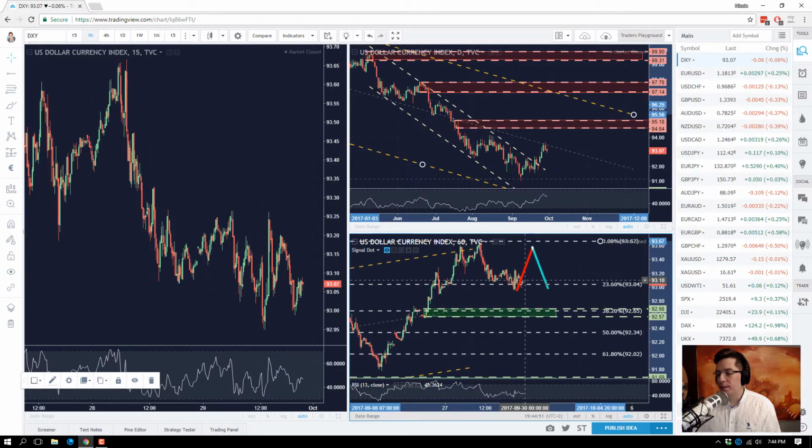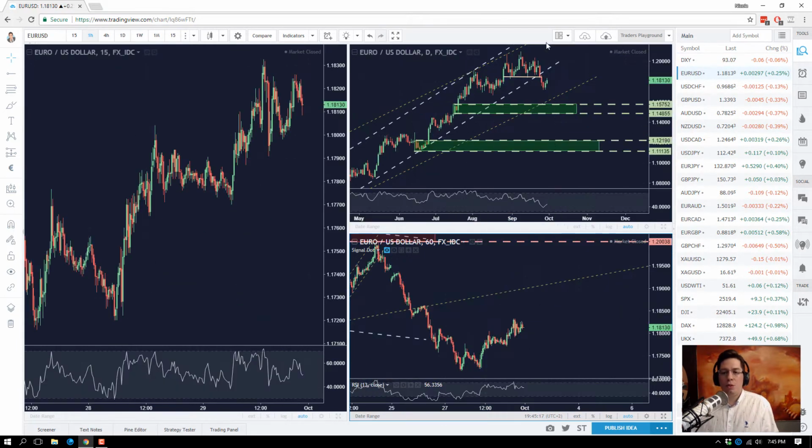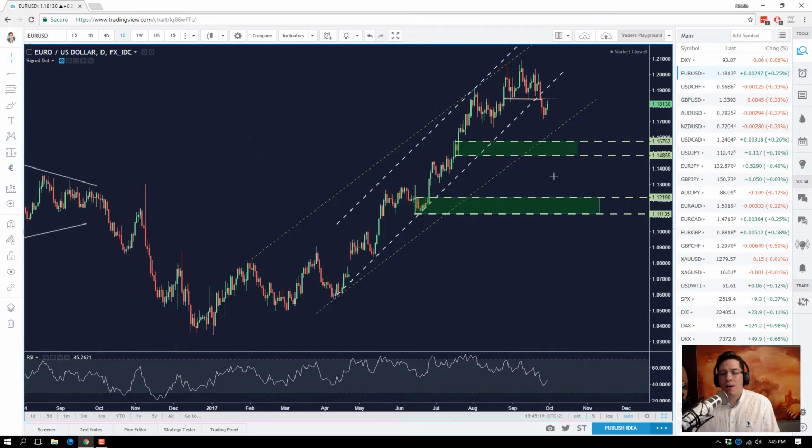Some sort of flag formation would be ideal for the buying opportunities, at least short term. The swing traders, of course, like we said, should remain bearish and look for selling opportunities if they appear, like a triangle or a new flag formation or a 7 swing move. So we'll see.